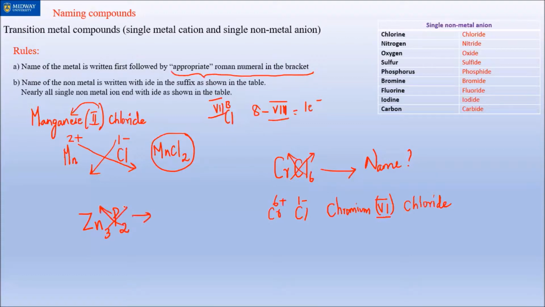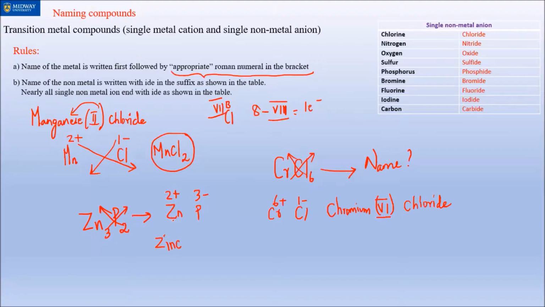So 2 goes here, 3 goes here. Don't worry about the charge right away. First, put them in the appropriate places. Zinc is a metal. It's a transition metal, so it's plus. Phosphorus is a non-metal, so it's negative. It's just that simple. Now go ahead and write the names.